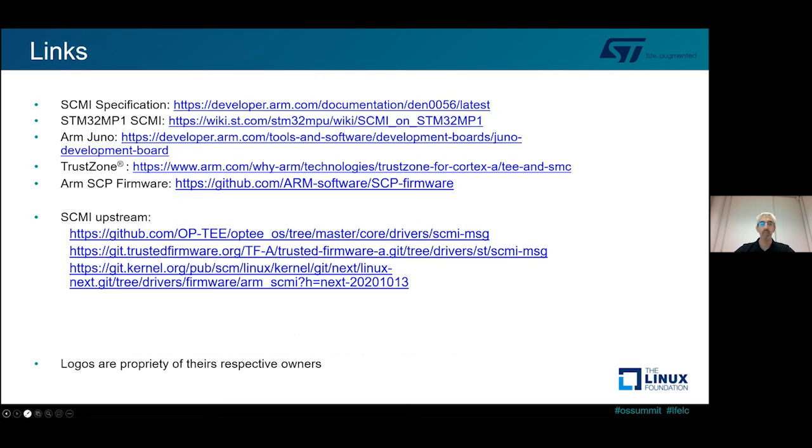Here are global links to the different specifications of STMI and platforms using this STMI implementation. You will also find some STMI direct upstream links to OP-TEE OS and trusted firmware on the kernel side.